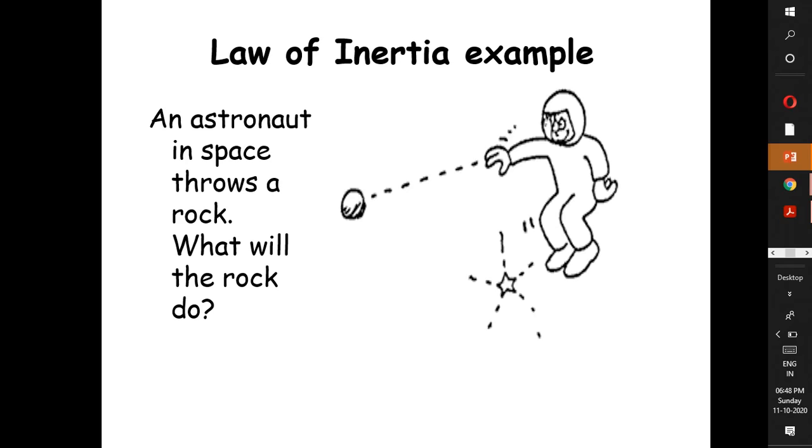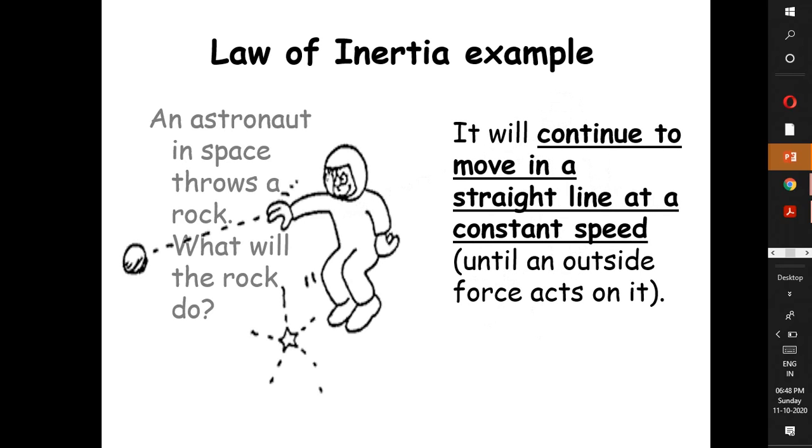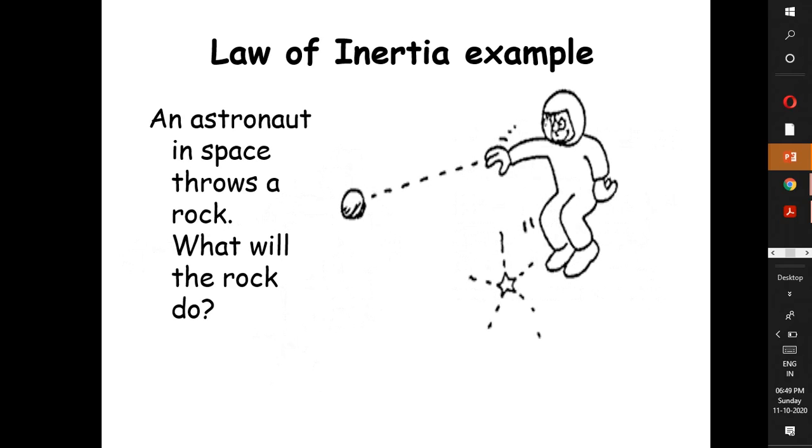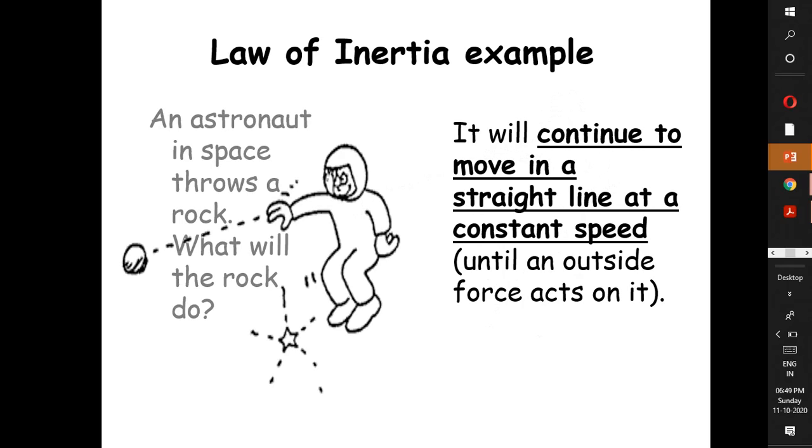An astronaut in space throws a rock. What will the rock do? It will continue to move in a straight line at a constant speed until an outside force acts on it. Okay, so if astronauts in space throw a rock, what will the rock do? It will continue to move in a straight line at a constant speed until an outside force acts on it.